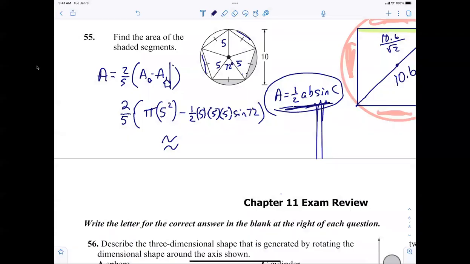All right, try one more time. What is it? 7.6 units squared.